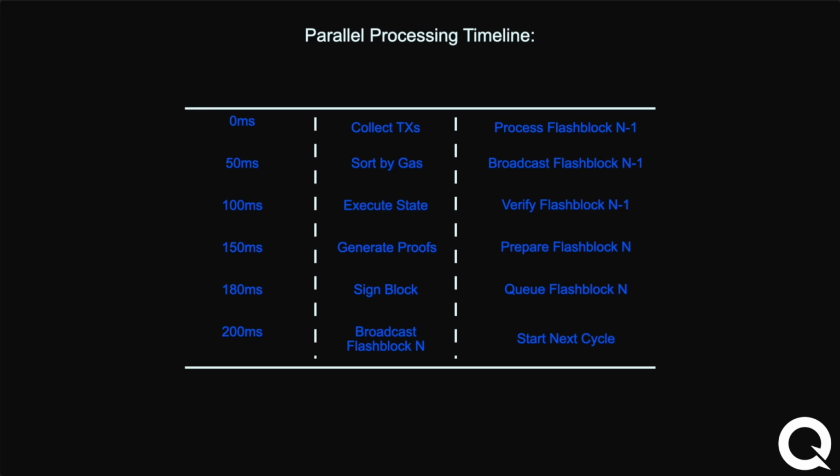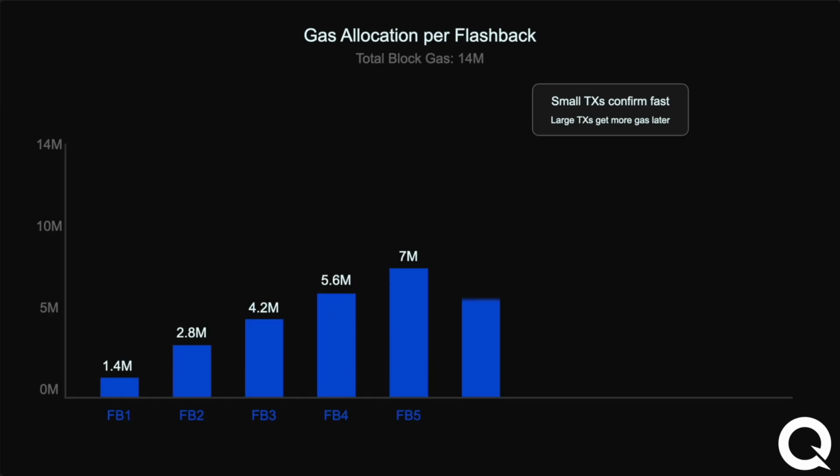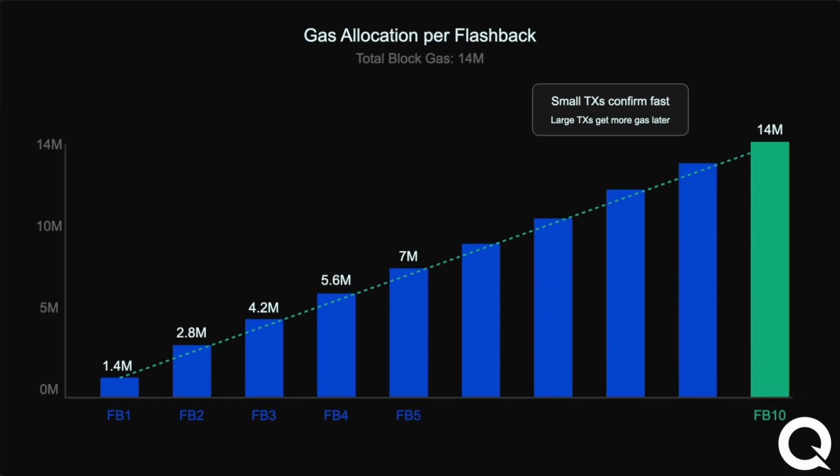Now, you may think, how does Flashblocks fit different size transactions fairly? This happens through progressive gas distribution. Each flash block gets a portion of the total 14 million gas available in a complete block. Flash block 1 gets 1.4 million gas, which is 10% of the total. Flash block 2 gets 2.8 million accumulated. Flash block 3 gets 4.2 million, and so on. This ensures small transactions confirm instantly in the first flash block, while larger operations wait for blocks with sufficient capacity.